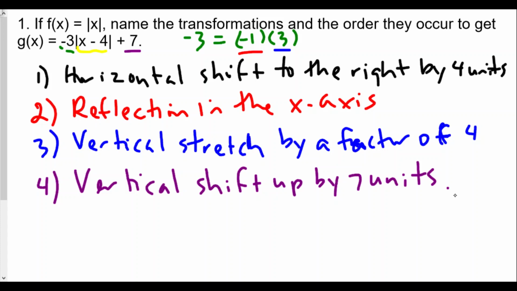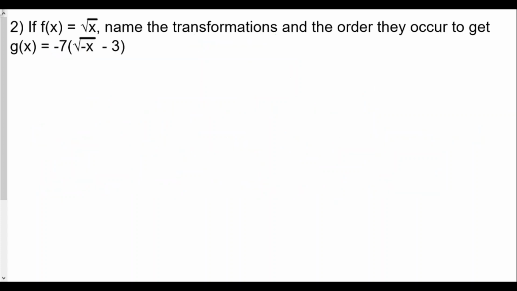Also for your horizontal and vertical shifts, state what direction and by how many units, right? Well, let's look at question number 2. If f of x equals square root of x, name the transformations in the order they occur to get g of x equals -7 times the parenthesis, the square root of negative x, minus 3.